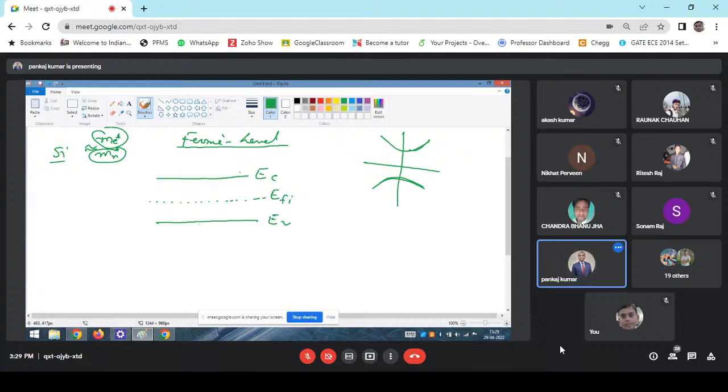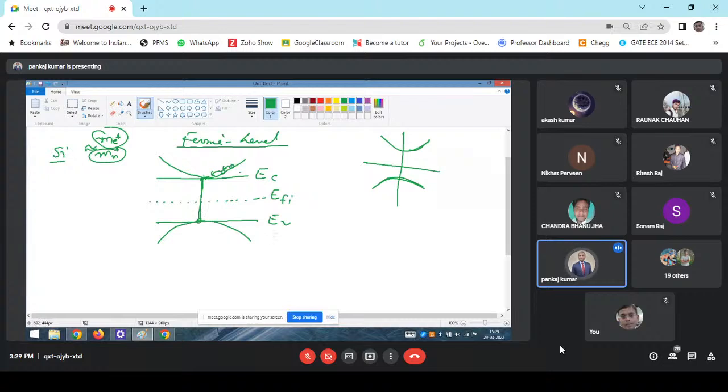The electron, once light hits that pure semiconductor, will be generated at this point and it will travel to the conduction band, right? And after some time, again this electron will come to the valence band. Okay, this will not remain here forever. Once it loses energy, it will again come to the valence band, right?